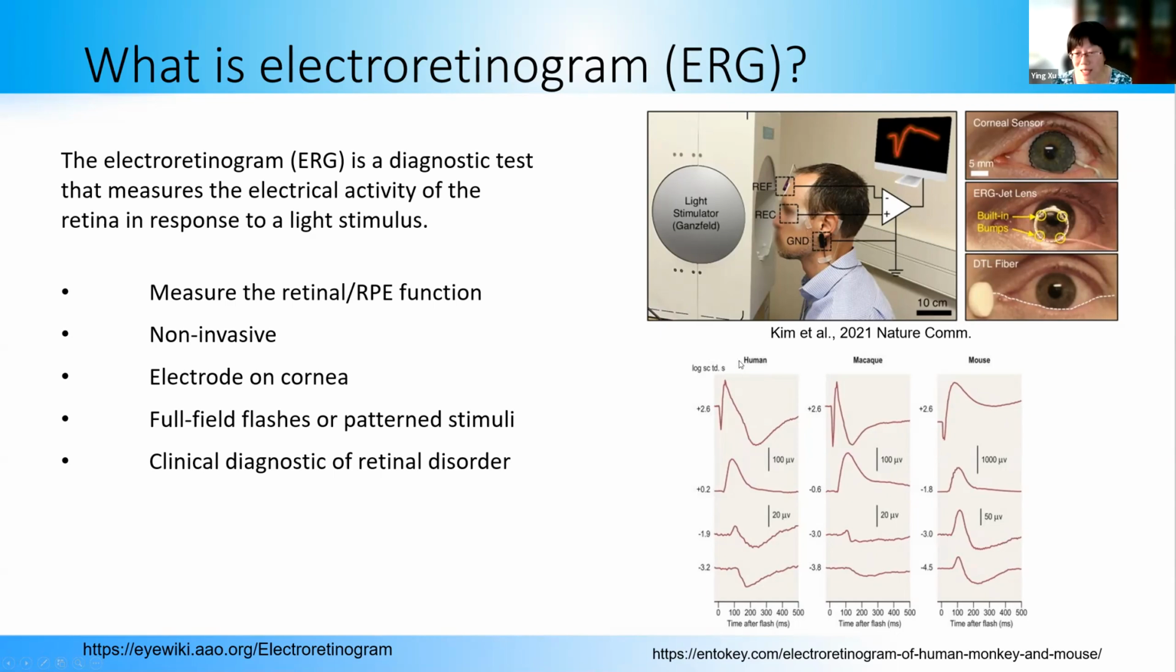And across different species, all the ERG waveforms have similar shapes. Like there's a negative peak followed by a positive peak and so on. And the characteristic of the ERG recording is that it measures the function of the retina or the retinal pigment epithelium. And most importantly, it's non-invasive. The electrode is put on the cornea, and besides the Ganzfeld that can give the full field flash, there are also LCD monitors that can present pattern stimuli. And in the clinic, it's commonly used for diagnosis of retinal disorders.